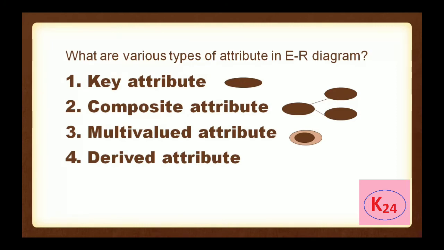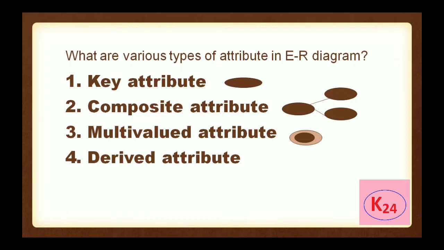So let's see one by one. The first one is key attribute. It is the single atomic value or unique value with the primary key, and it is represented by oval shape box and the attribute will be underlined. So this is the primary key attribute.